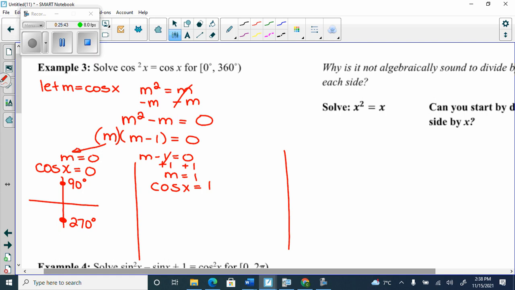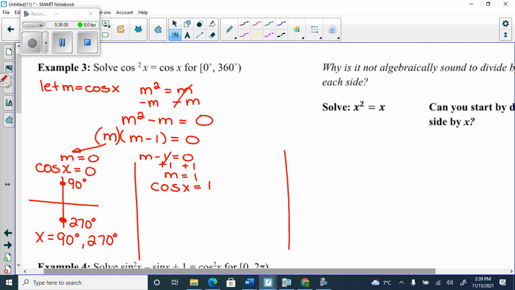Once I get those answers, I go look and see, does it fit in my restricted domain? What is my restricted domain? 0 equal to, so equal to 0, and then all the way to 360, but not equal to 360, correct? Do these fall in there? Yeah, done for these ones. X equals 90 and 270.